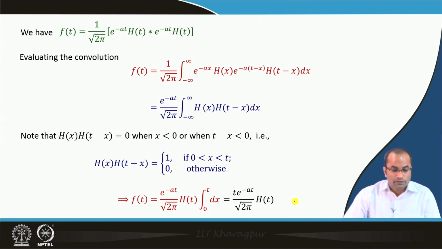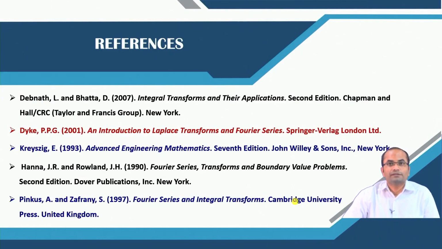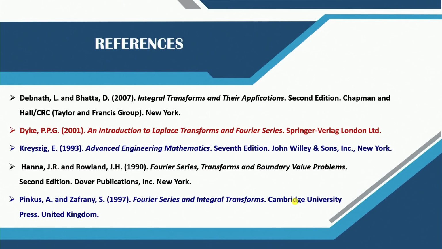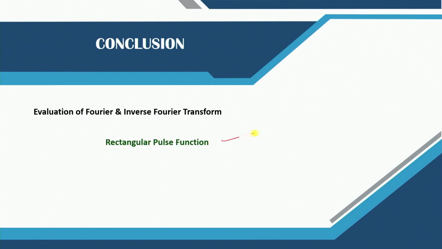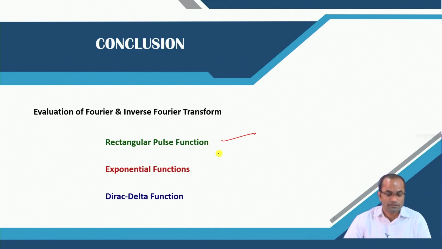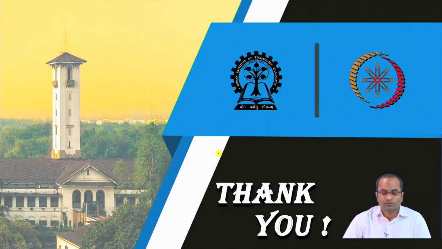Well, so these are the references we have used for preparing this lecture, and just to conclude here, we have evaluated the Fourier and also inverse Fourier transforms of various functions. Those include the rectangular pulse function, exponential functions, also the Dirac delta functions, etc. So, that is all for this lecture, and I thank you for your attention.